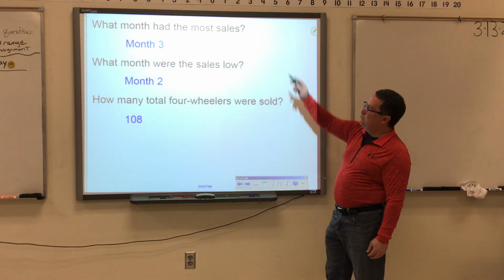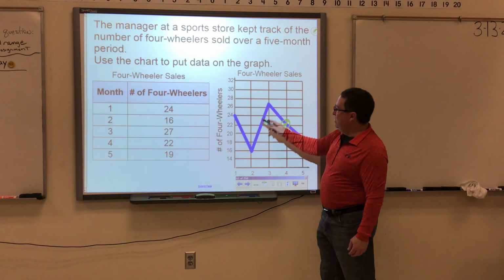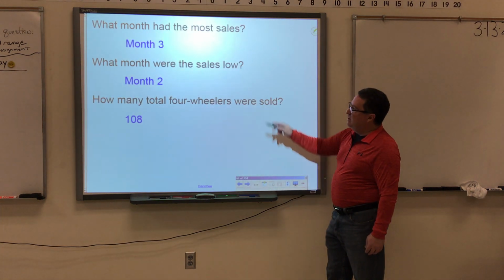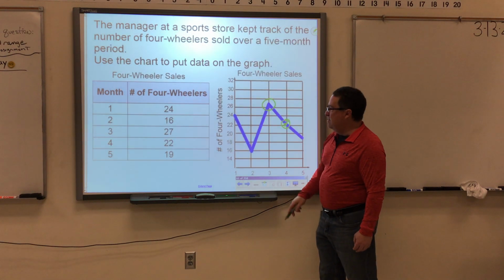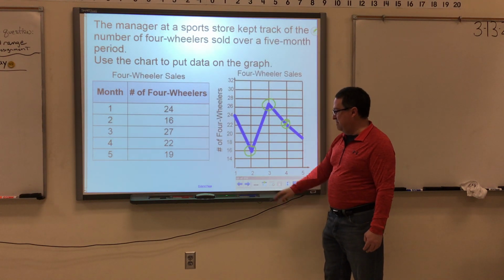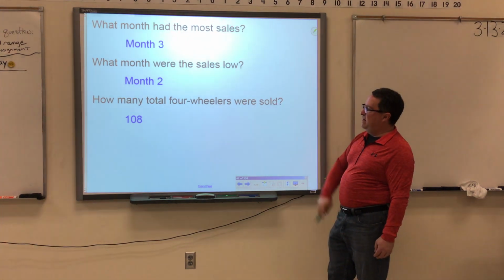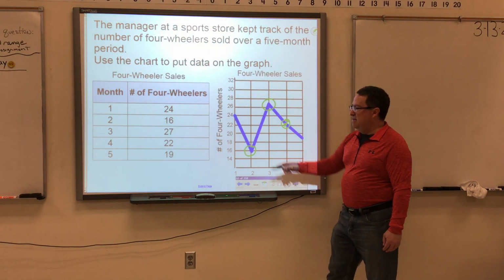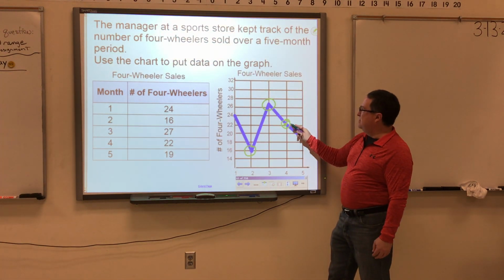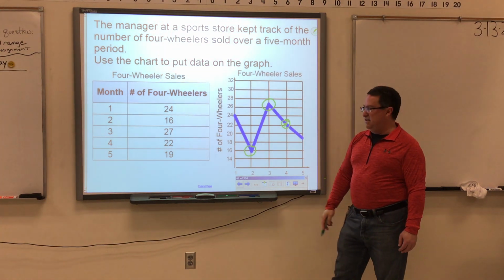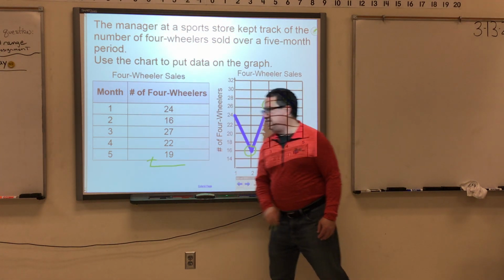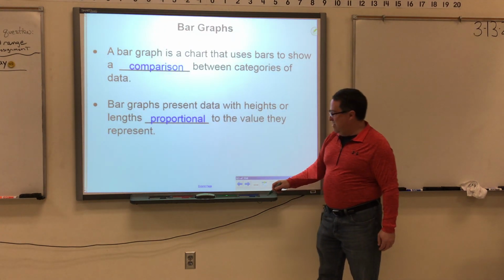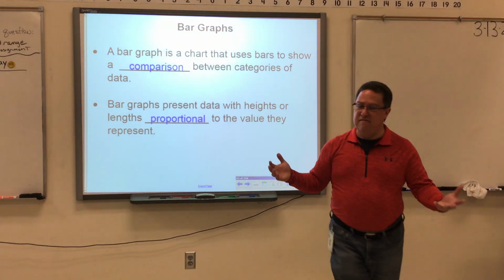When you look at the questions, what month had the most sales? We look at the most. We know that would be the third month. Then we look at what month the sales were low. The sales were the lowest the second month. The last question says how many total four-wheelers were sold. And this is where we might make a mistake. You gotta add all 5 because day 4 still exists. You can put a line under here and a plus sign, and that might even make it easier for you. All right, there you have line graphs.